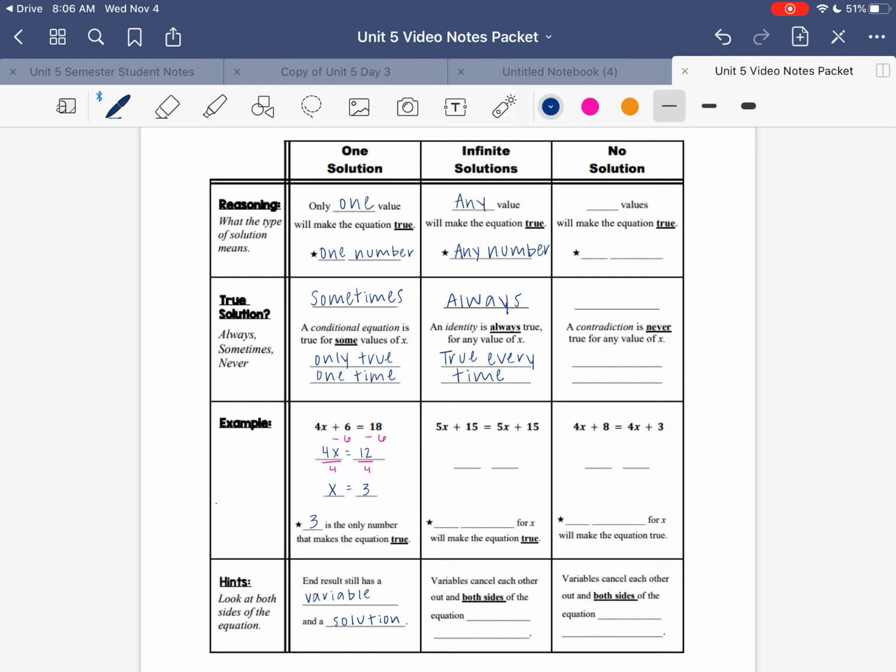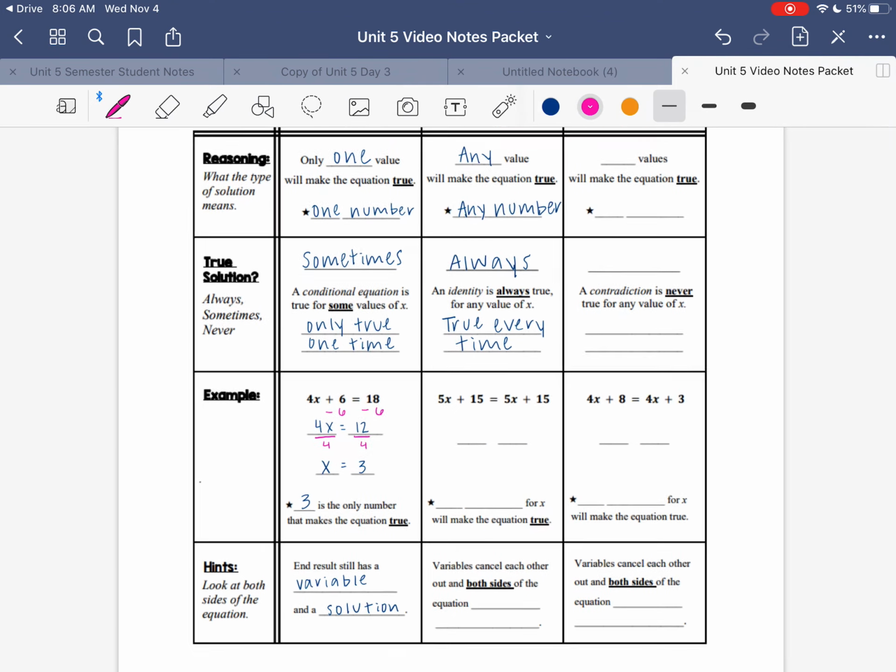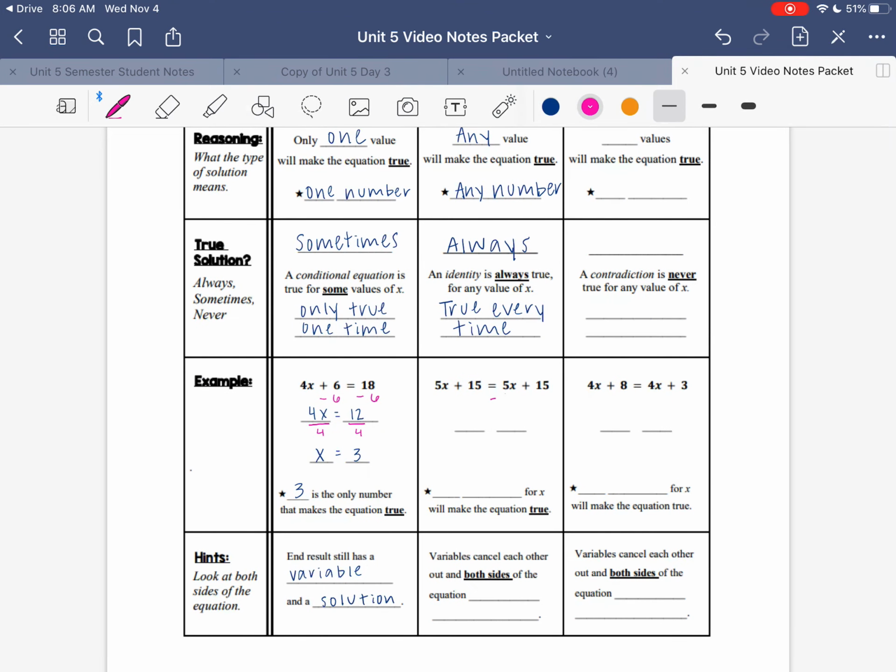And so here's an example of that. We've got 5x plus 15 equals 5x plus 15. So if we were solving this, I would probably want to get the x's combined first. I notice there are x's on both sides, so I might subtract 5x on both sides. But then check out what happens. If I subtract 5x on both sides, I get 15 equals 15 because my 5x's are both gone because we subtracted 5x on both sides.